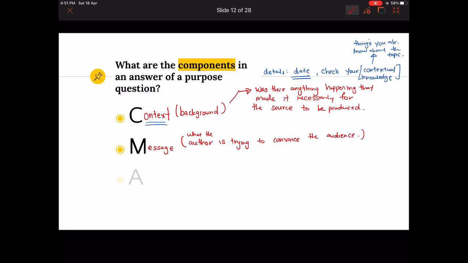The next one, we are looking at A. There are 3 A's that we are looking at. The first A is you will need to be able to identify who the author of the source is. You will need to be able to identify who the audience of the source might be. And then you will need to use an action word. What are some examples of these action words? We generally use the word convince, trying to convince the audience about something, trying to persuade the audience about something, trying to brainwash the audience, trying to justify to the audience, etc.